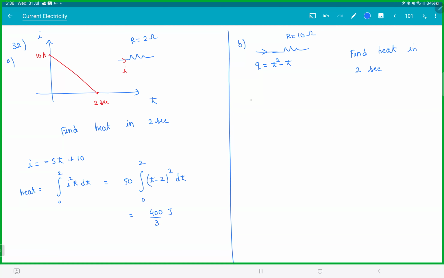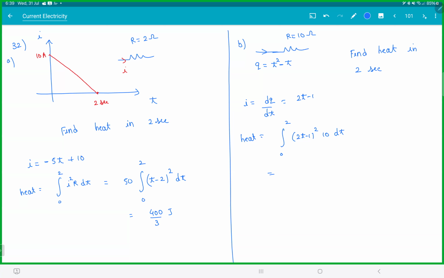Second one. First find current, dq by dt. 2t minus 1. Again, same thing, brute force. So heat is equal to integral I square R dt, 2t minus 1 whole square, R is 10, into dt. This is from 0 to 2. How much is this? Someone didn't integrate.